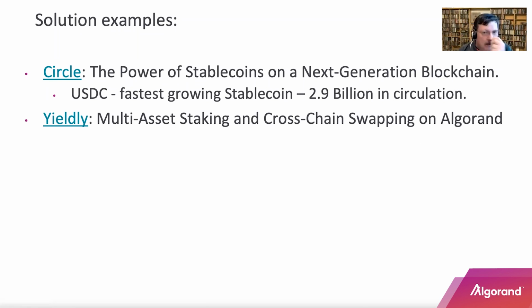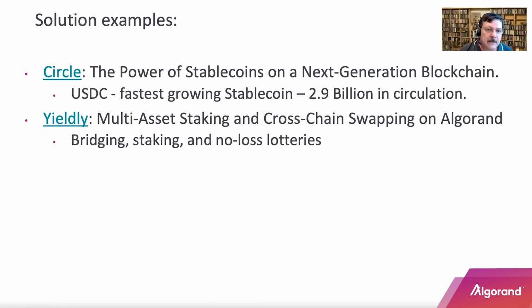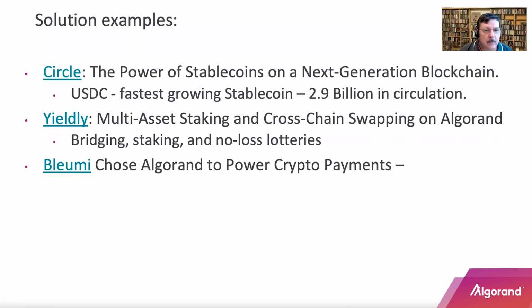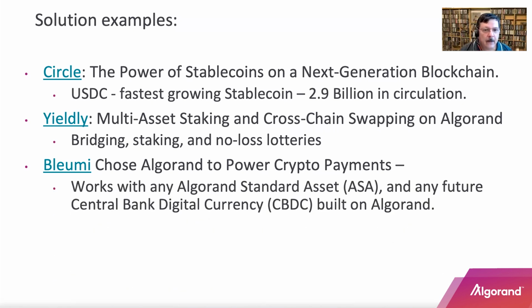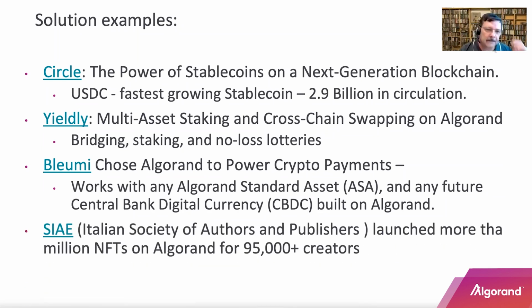Yieldly is a multi-asset staking and cross-chain swapping on Algorand. So this provides bridging, staking, and no-loss lotteries, as well as Lumi, which chose Algorand to power crypto payments. Works with any standard ASA, Algorand Standard Assets, which are our tokens, or native tokens that you can create and exchange. I'll talk more about that in a little bit. And any future central bank digital currency as well, built on Algorand.